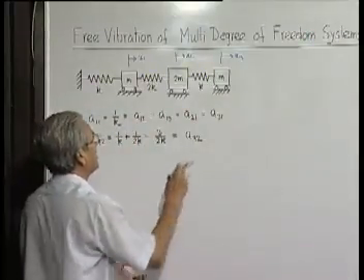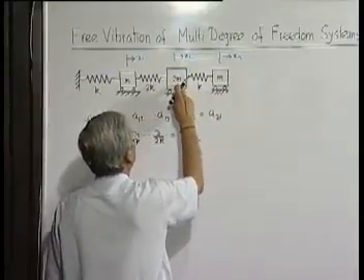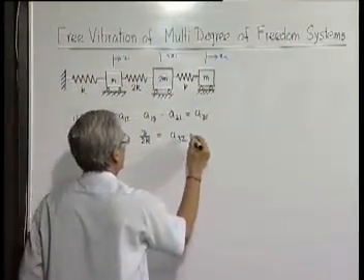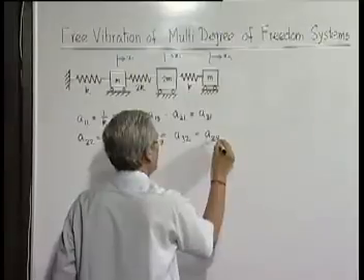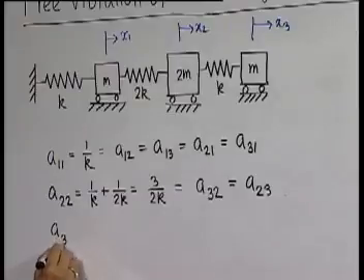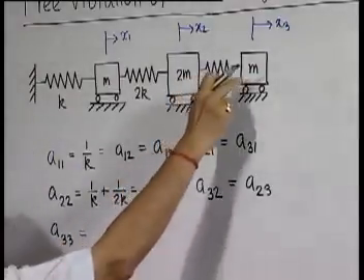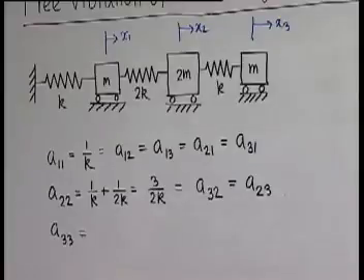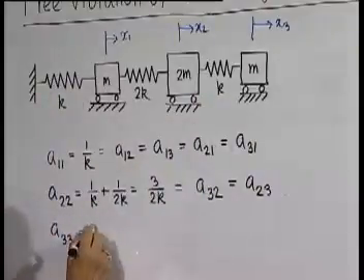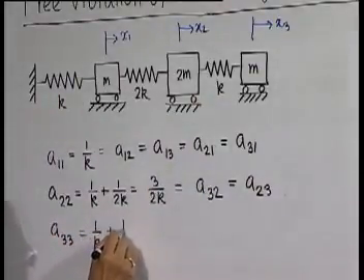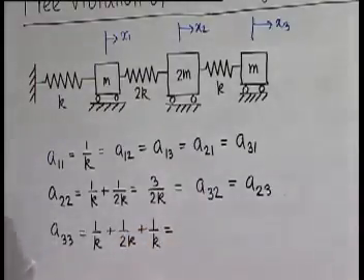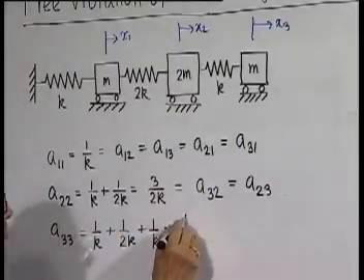At the same time, if I apply a unit load here, what will be the displacement of this? It will be again the stretch of this spring and this spring, which is this. So this is A23 also. And the only one which is still not determined is A33. That is, if I apply a unit load at station 3, what will be the displacement of station 3 itself? It will be the stretch of these 3 springs. So obviously it will be 1 by k plus 1 by 2k plus 1 by k, which is equal to 5 by 2k.